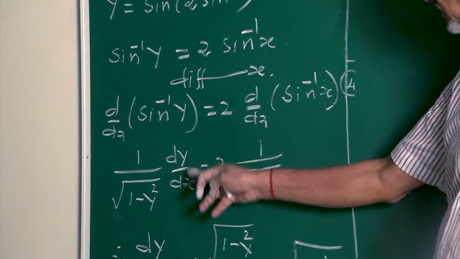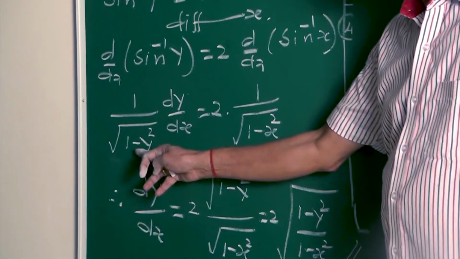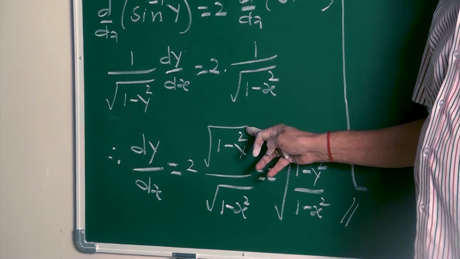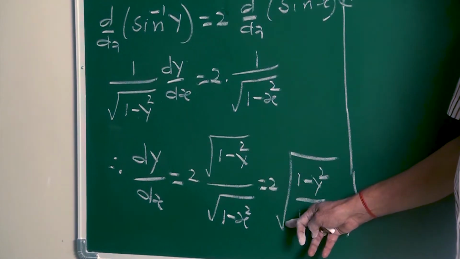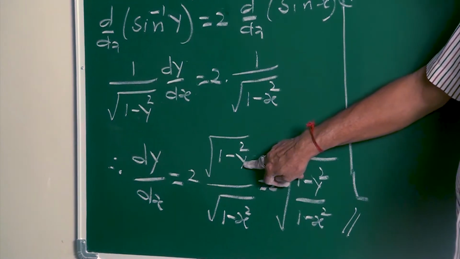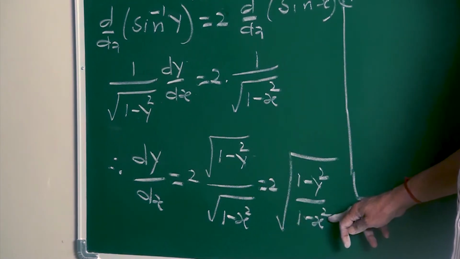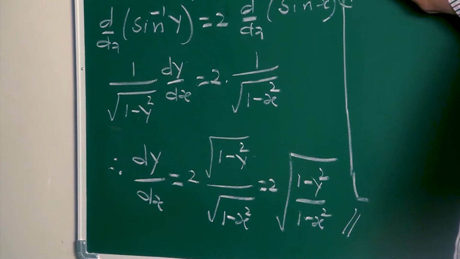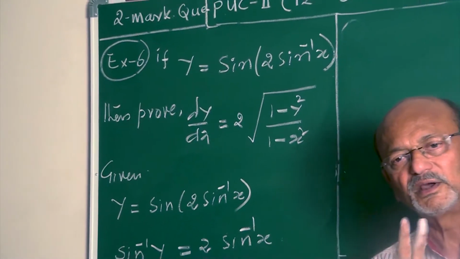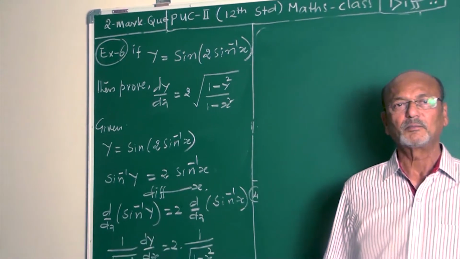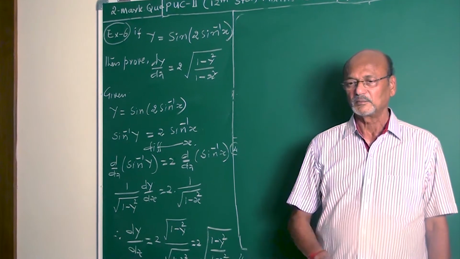Solve for dy by dx: 2 into, this denominator goes to the numerator, already a denominator is there. Simplify, common square root, 1 minus y square upon 1 minus x square, which is this, my friends. I have done a pair of examples of the same type, 2 examples.